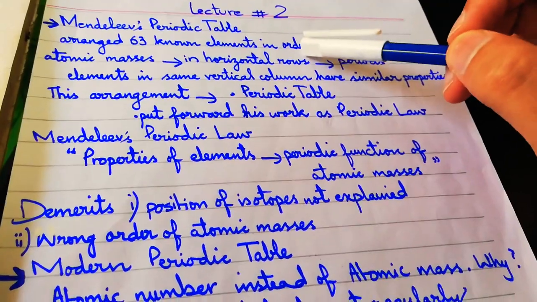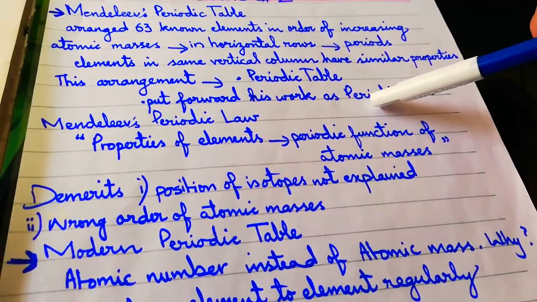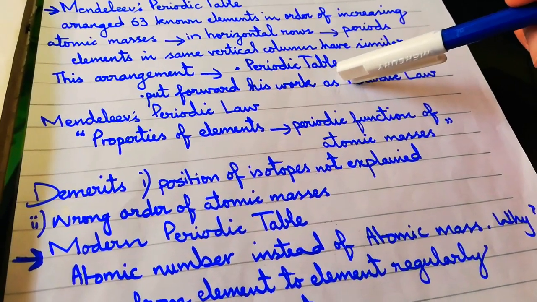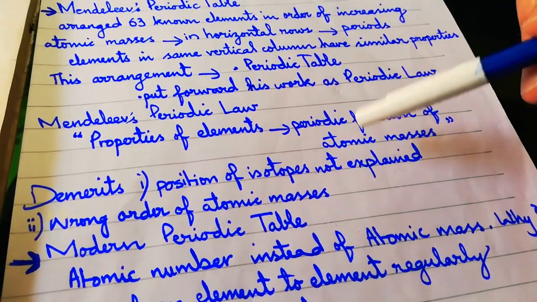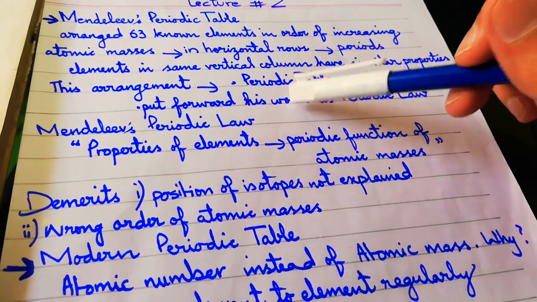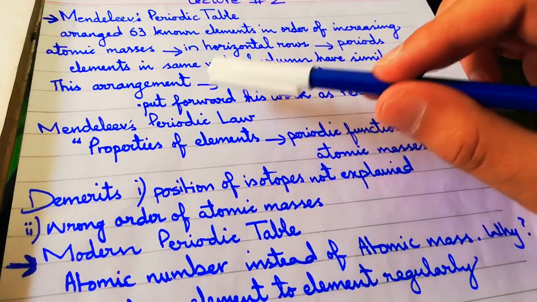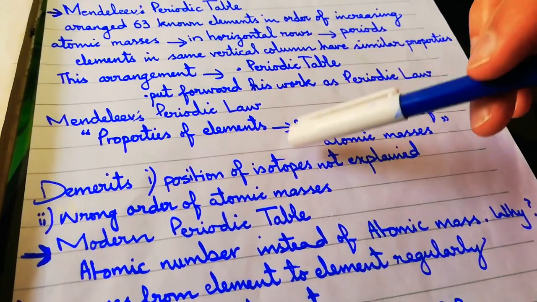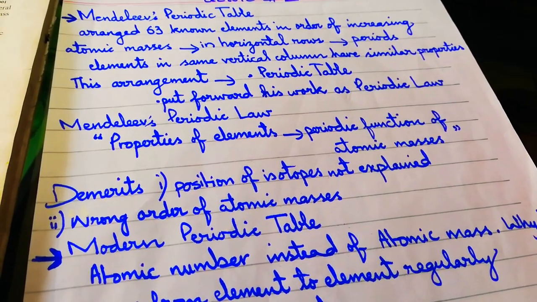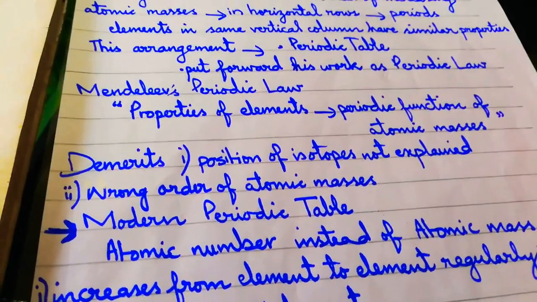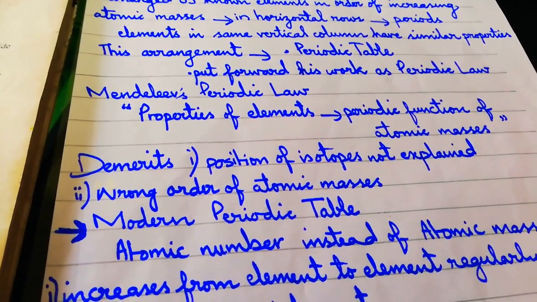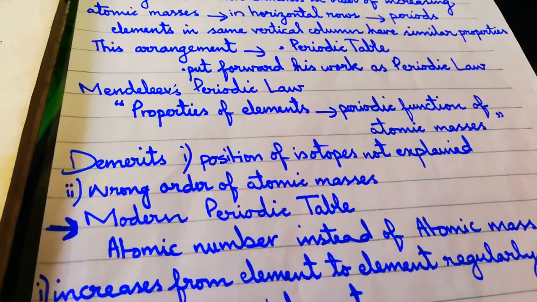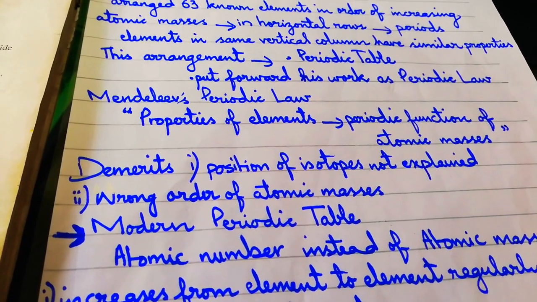Mendeleev arranged the elements in increasing atomic mass in horizontal rows called periods, and by doing so, elements having the same properties appear in the same column. Mendeleev gave the name periodic table to that arrangement and put forward his work as the periodic law. What is the periodic law? Properties of the elements are the periodic function of their atomic masses. But this concept did not get recognition because it has demerits. Number 1, position of isotopes not explained. Number 2, wrong order of the atomic masses.